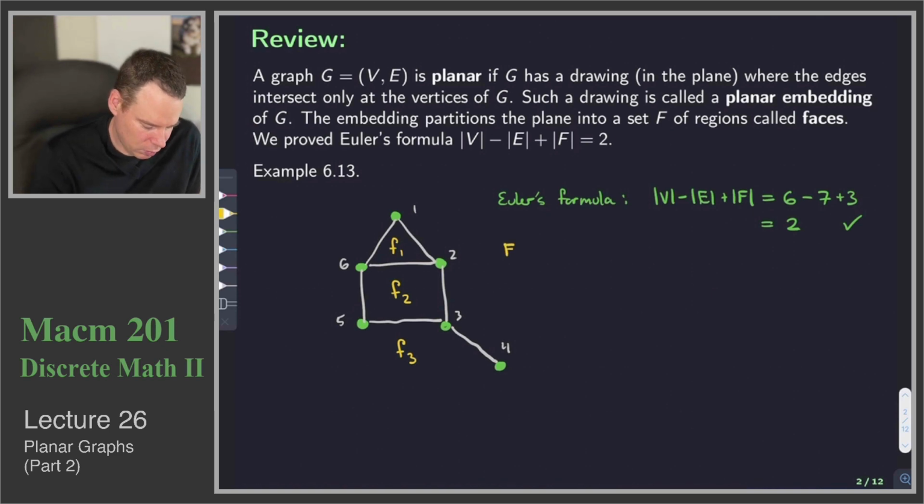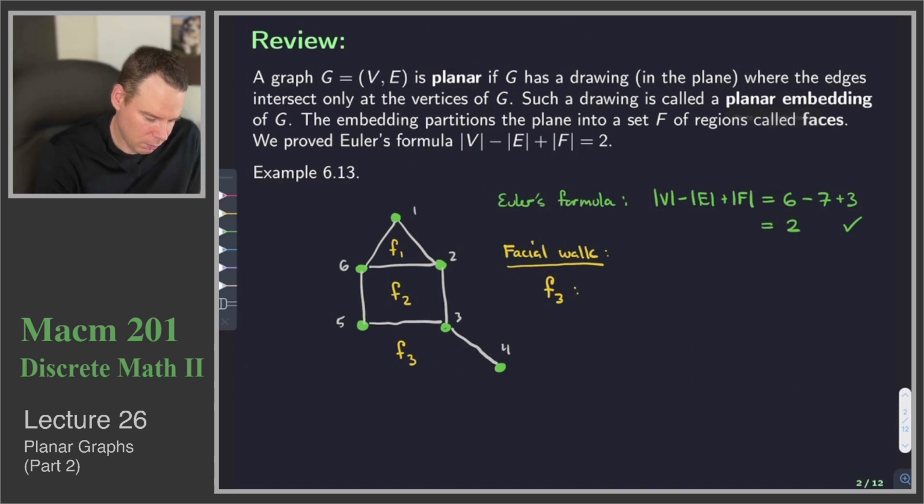Now, what about facial walks? We introduced these last day as well. These are going to be quite an important topic for today. Most of our discussion is going to be related in some way to facial walks. So what is a facial walk? Well, let's consider face F3. A facial walk is the shortest walk around the edges and vertices that bound that face. So if we start at 4, let's say, then our facial walk looks like that.